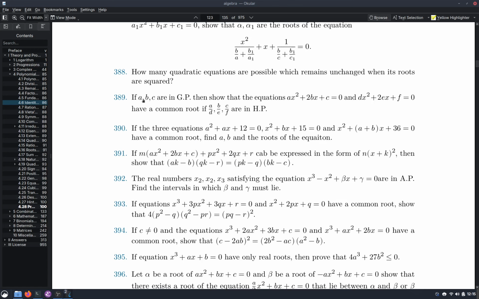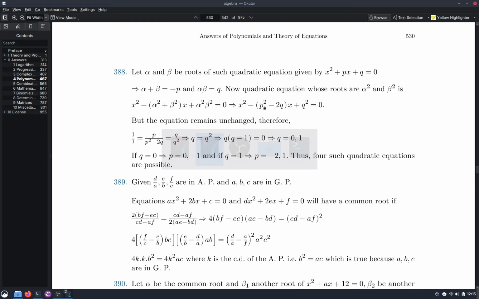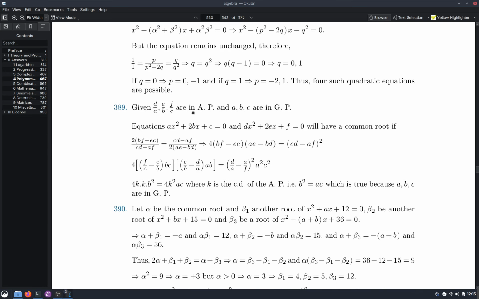Question 389 says that if a, b, c are in GP, then show that the equation x square plus 2bx plus c is equal to 0 and dx square plus 2ex plus f is equal to 0 have a common root if a by d, b by e, c by f are in HP. So what we do here is, we assume that d by a, e by b, f by c are in AP and a, b, c are in GP.